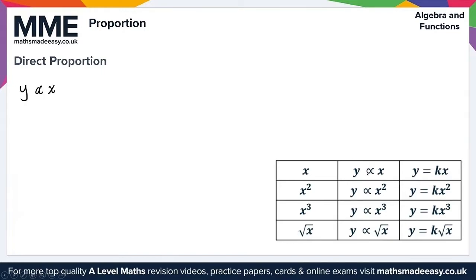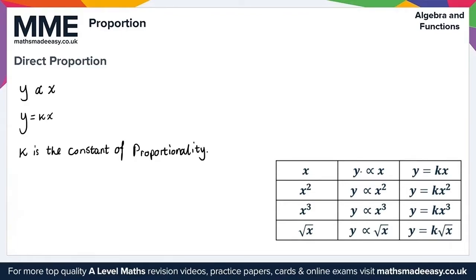However, we can also represent it in this form here. Y is equal to k times x. So these are equivalent here. And k represents the constant of proportionality. Okay, so k is the constant of proportionality. So we just write that down here. And that's what k represents there.